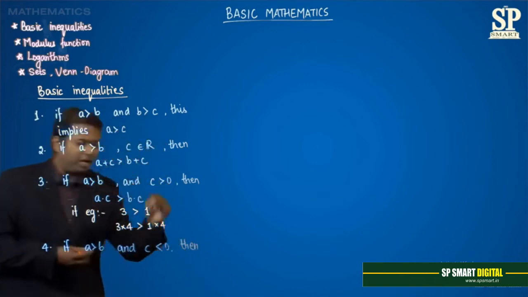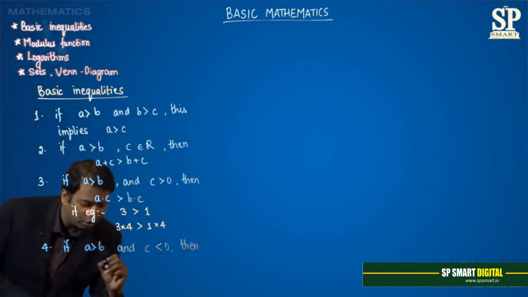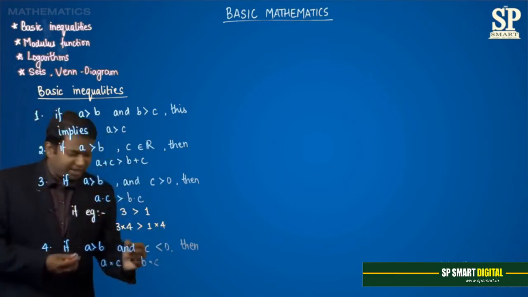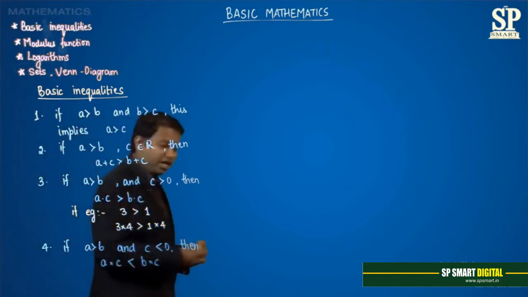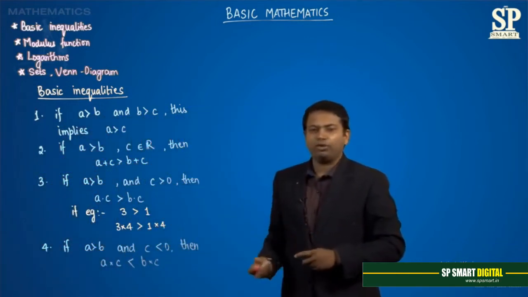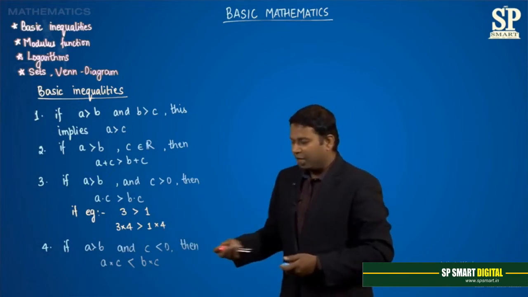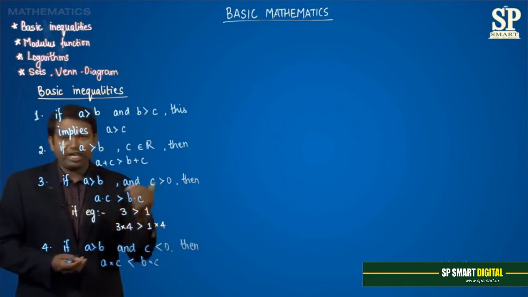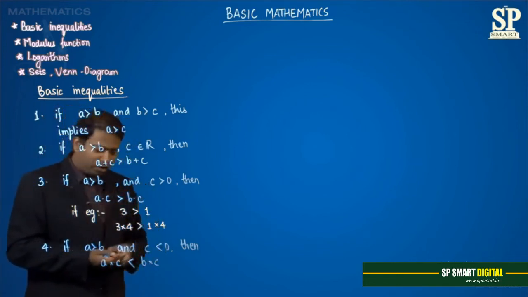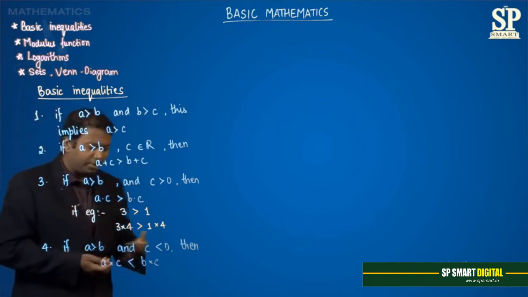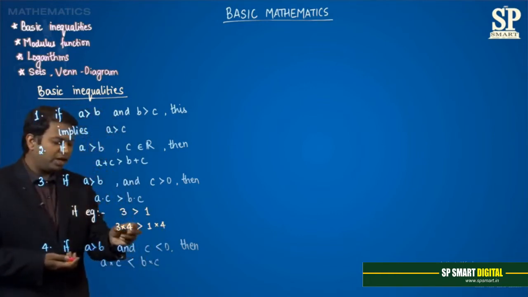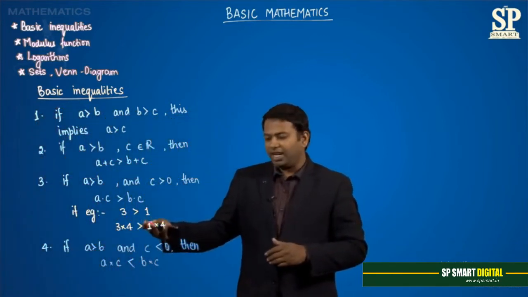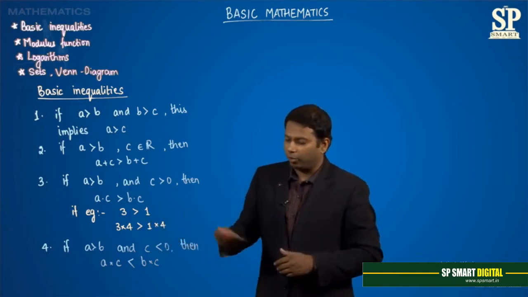Then what happens if we multiply this number C to both sides? If we multiply A into C and we multiply B into C, the inequality changes. The inequality becomes the reverse of what we had initially. For example, again, you can take 3 greater than 1, where A is 3 and B is 1. Now let us take the value of C as minus 4 instead of 4, because we need a number which is less than 0. So 3 into minus 4 becomes minus 12, which is definitely less than minus 4 into 1, which is minus 4.